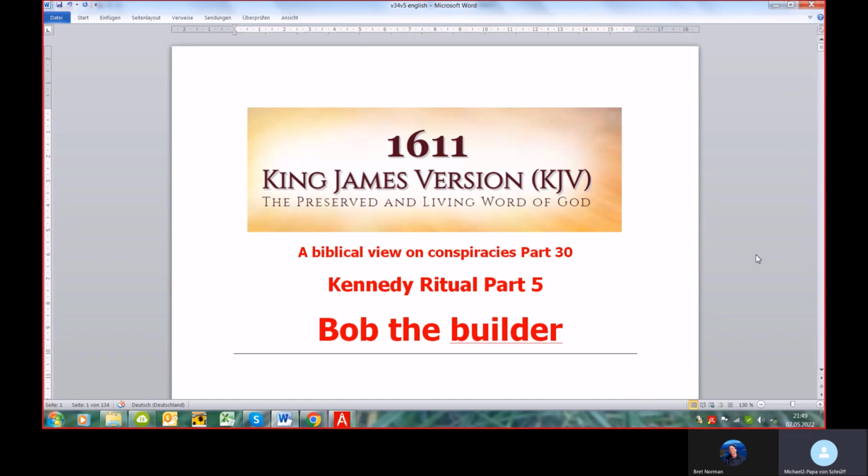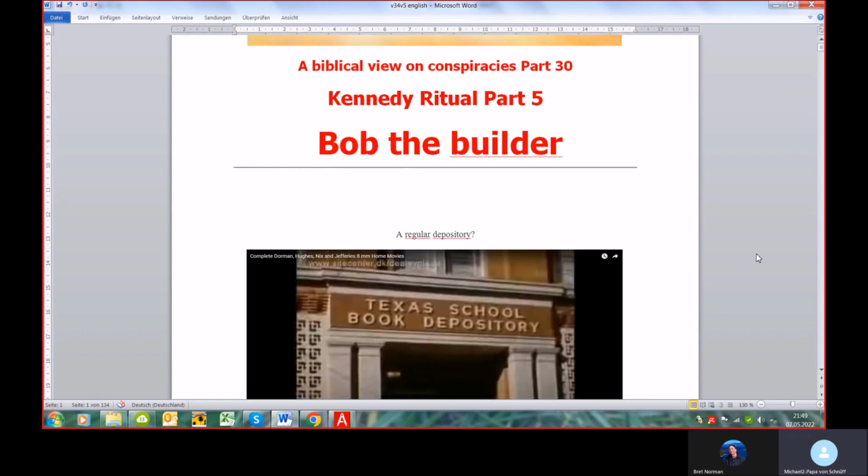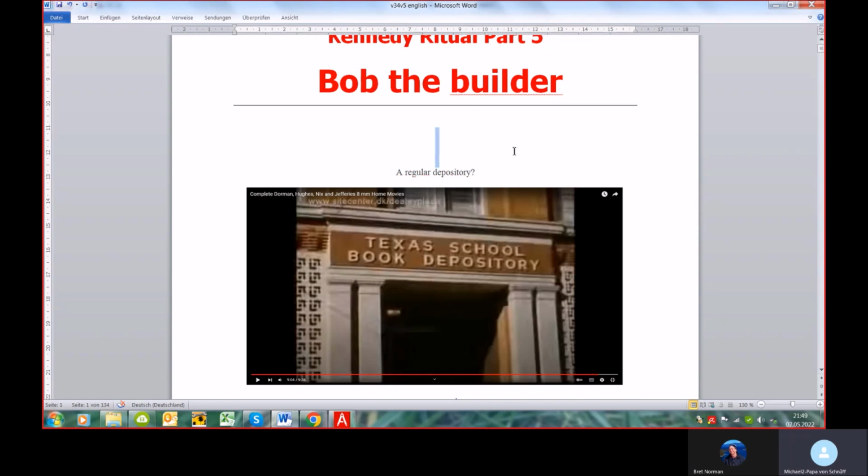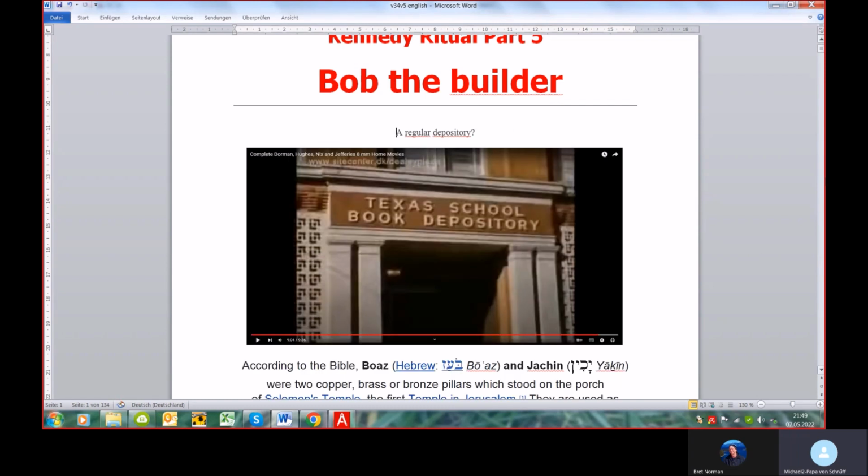So this is the script of part 30 already, Bob the Builder. Why Bob the Builder? Well, of course, it is an example of the famous television series. What does that have to do with the Kennedy assassination? Well, let's find out. First of all, I'd like to remind you of a former session about the Texas School Book Depository, where I said, does that look like a regular depository? Of course, that's a Freemason building, etc., etc.